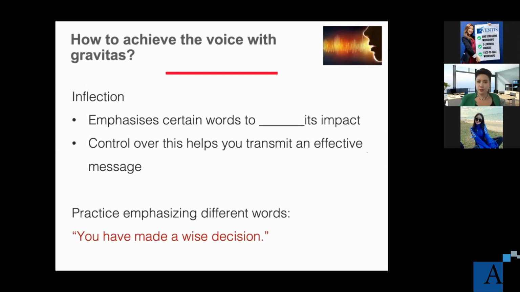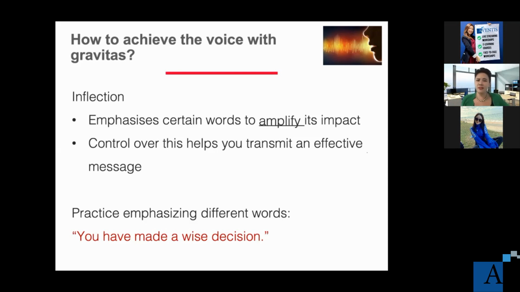So let's deep dive a little bit. Inflection here is when you emphasize certain words to amplify their impact. For example, let's look at this sentence here. If I read this whole sentence without any inflection, this is how it will sound. "You have made a wise decision."